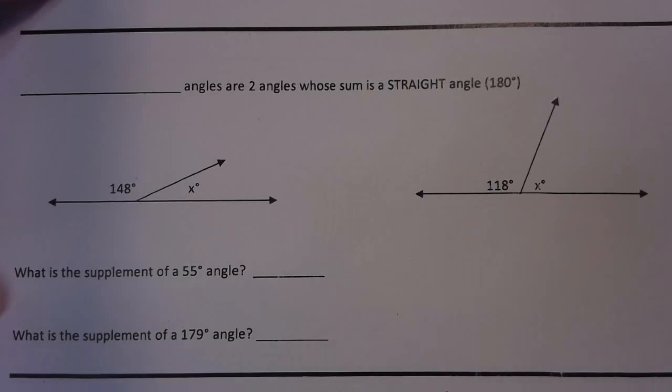In our last video, we talked about what complementary angles are. Complementary angles are two angles. When you add their measures together, you get a right angle.